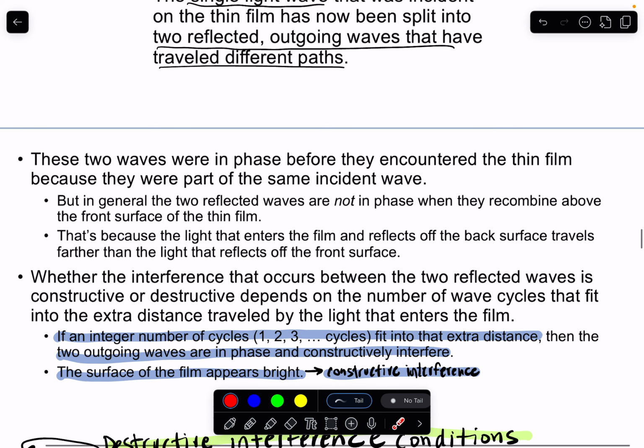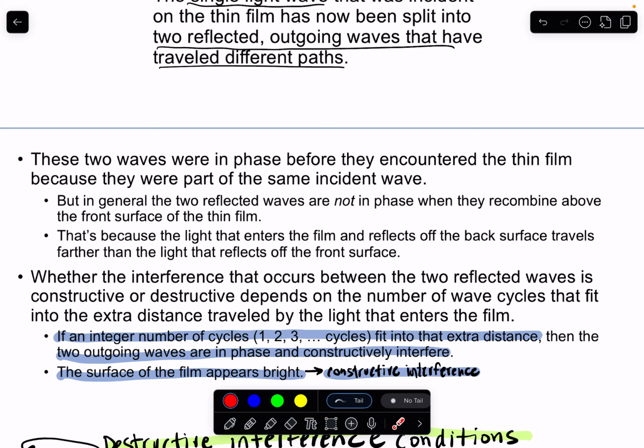These two light waves were in phase before they encountered the thin film, because they were a part of the same incident wave. But in general, two reflected waves are not in phase when they recombine on the top of the film. That's because when light enters the film and reflects off of the back surface, well, it travels farther. And so it has the chance of its phase ending up in a slightly different place because it traveled farther.